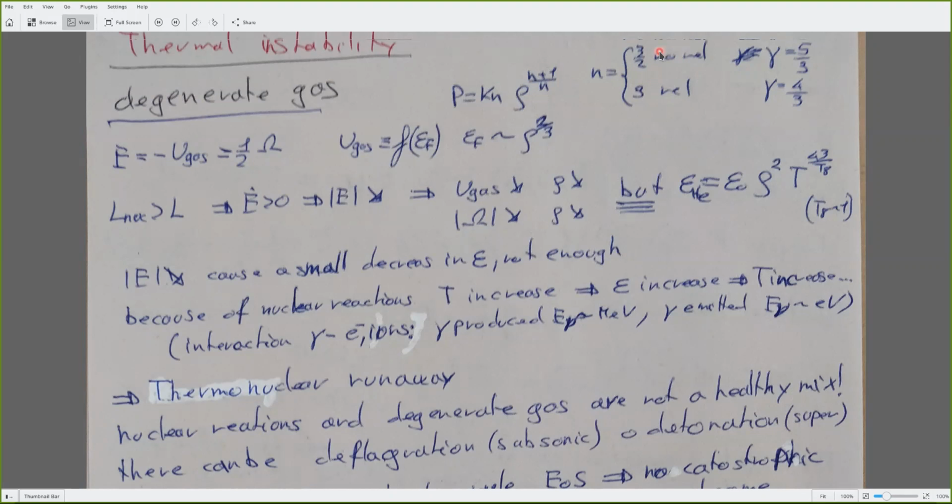In the case it is not relativistic, and 3 in the case of relativistic, that means that the value that is actually the adiabatic coefficient is 5/3 in one case, 4/3 in the other. The virial is the same. We have always that the total energy is equal to minus the internal energy of the gas.